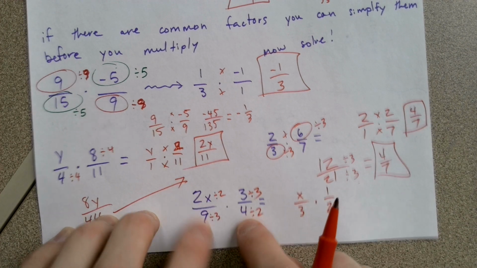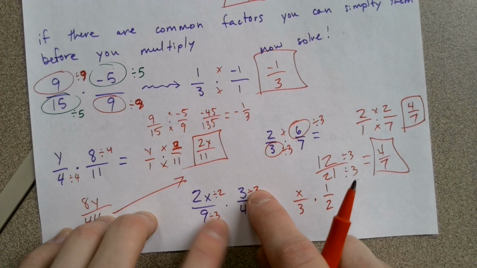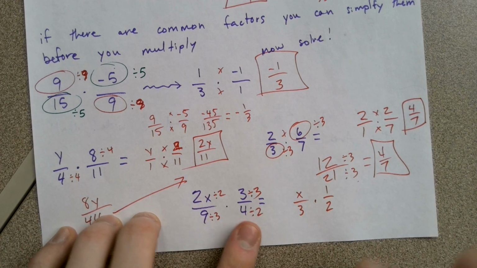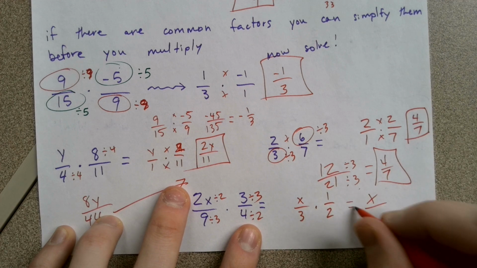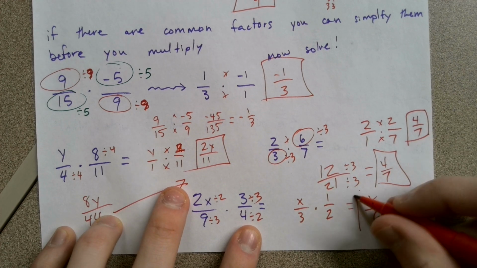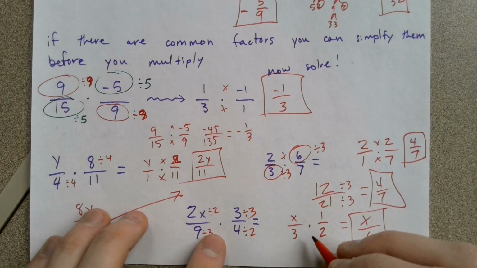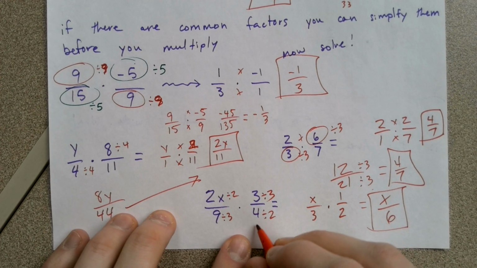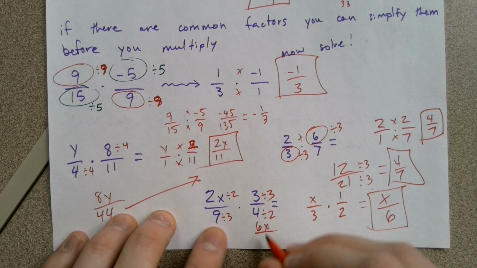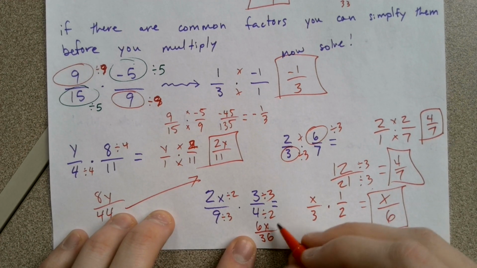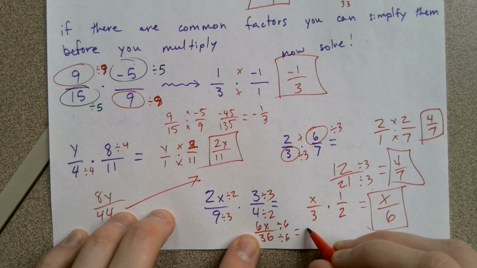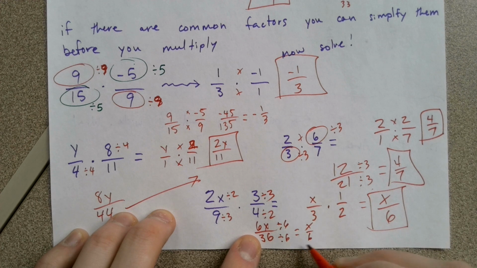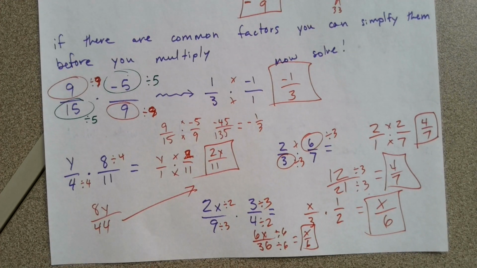I found those commons right here. I found those commons right there. Those can both be divided by 3. These can both be divided by 2. Last step, multiply across. We're going to have x on top, 6 on bottom. If I hadn't done that, I would have gone with this first, and it would become 6x on top over 36. Those can both be divided by 6 to get x over 6. Whichever method works best for you, that's what I want you to work.